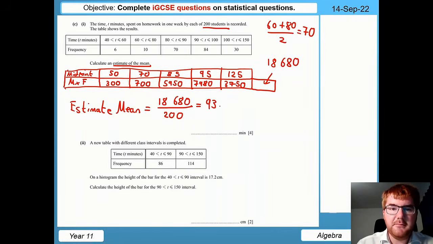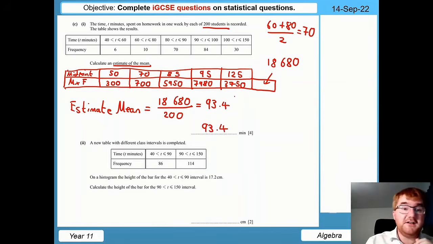So we pop that in. So 93.4. Again, this is the whole value. So we get all 4 marks. Again, showing our working, finding those midpoints, finding the midpoints times frequency. Then we get the estimate of mean, and then we put down our final answer.